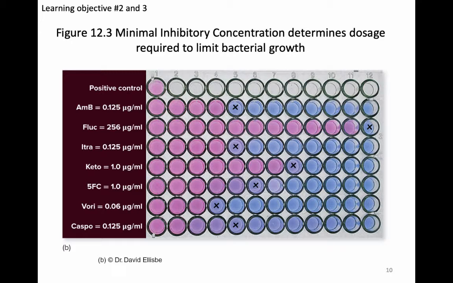of the second row. The positive control row at the top would just be one well containing the microbe and the media to ensure that the microbe is growing as you would expect. So you can see at different concentrations, all of these antimicrobials are able to prevent growth of the microbe. FLUC antimicrobial requires a very, very high concentration in order to stop growth of this microbe, but it is eventually able to do that.